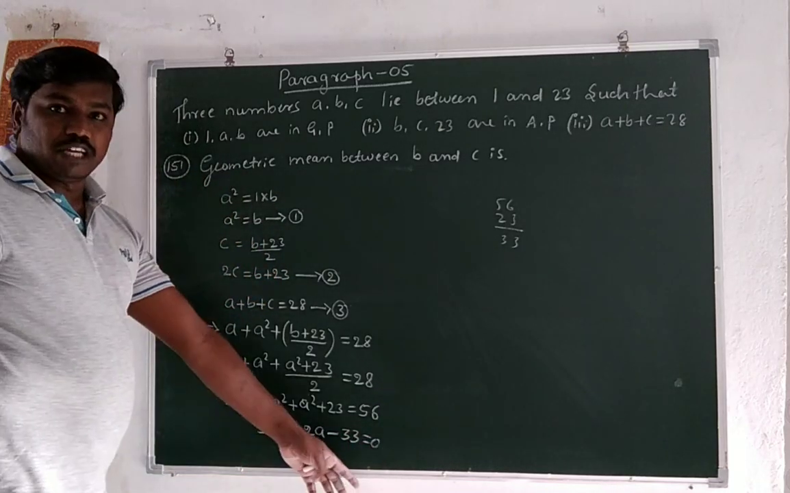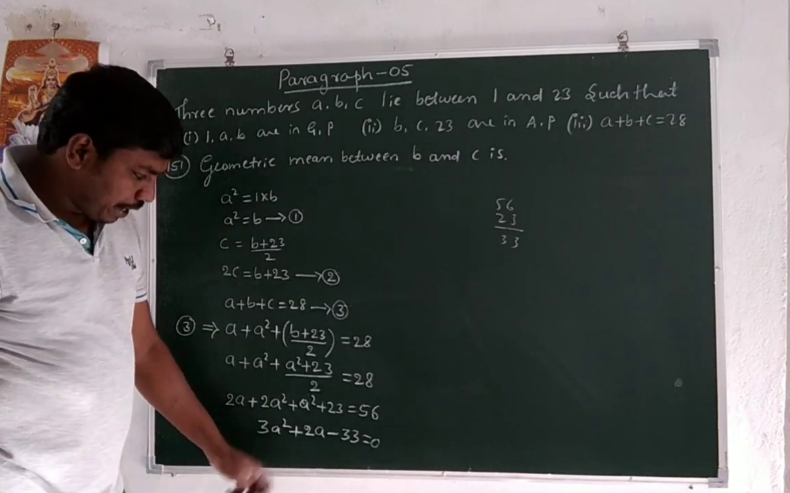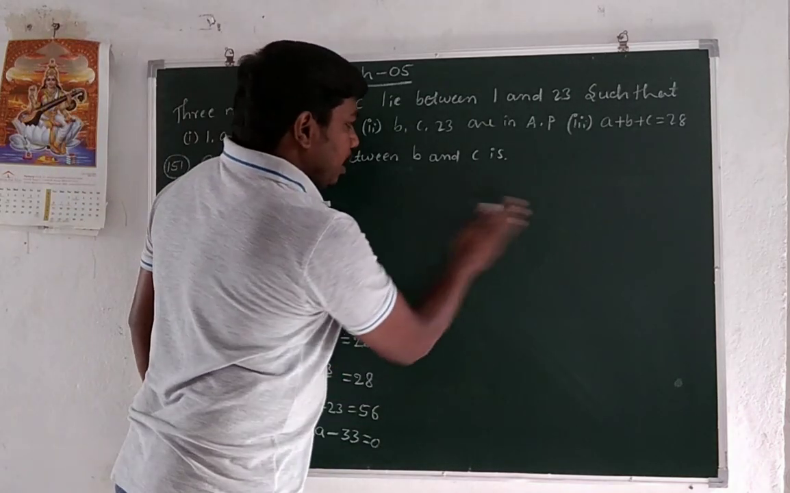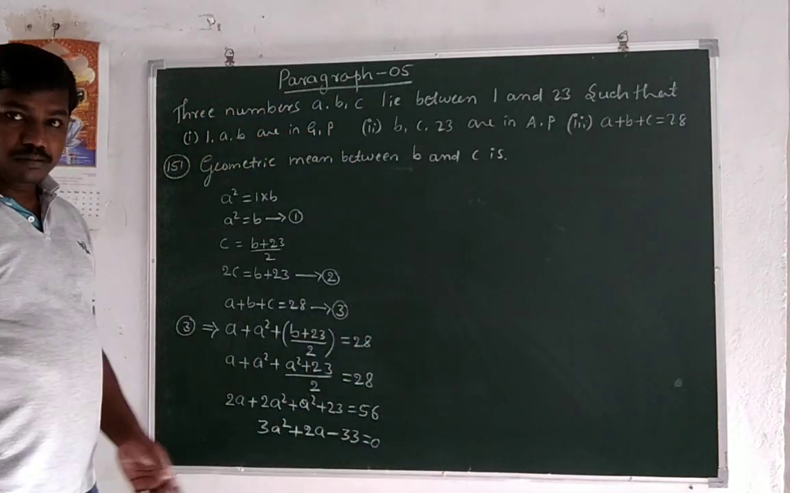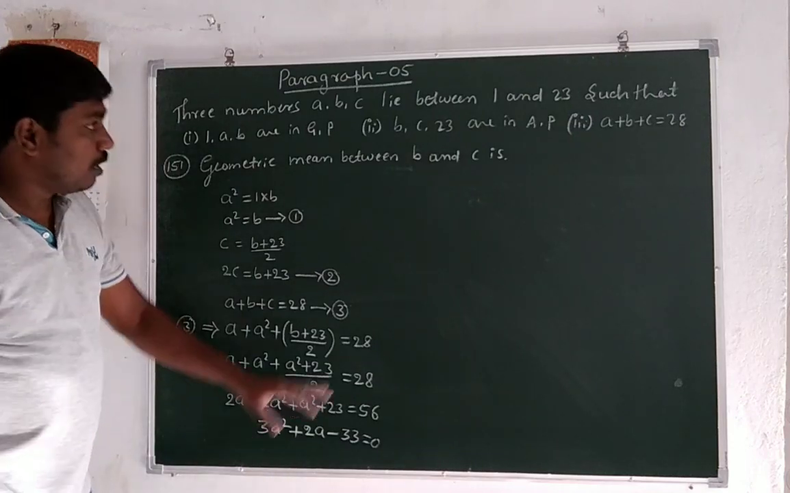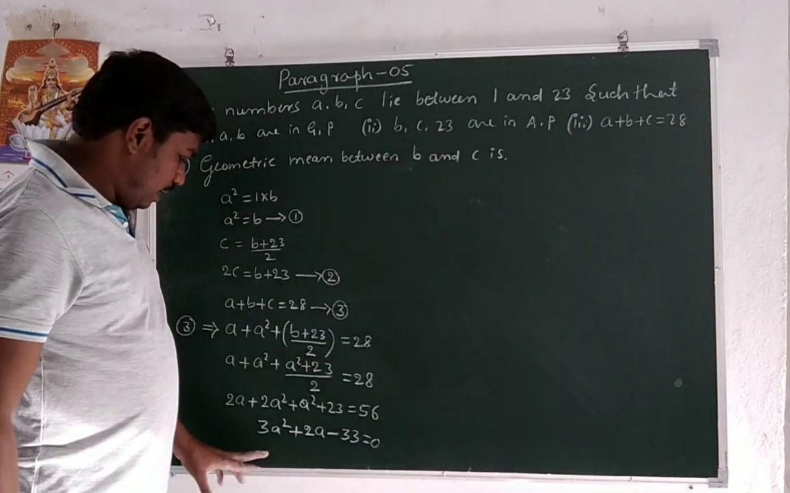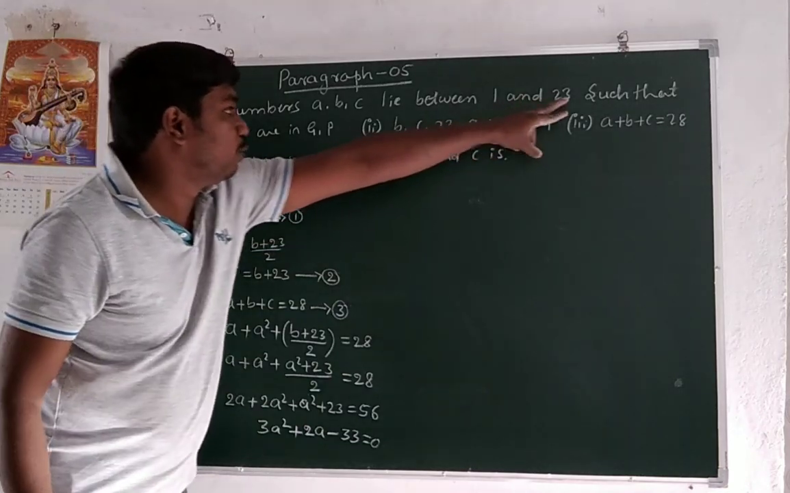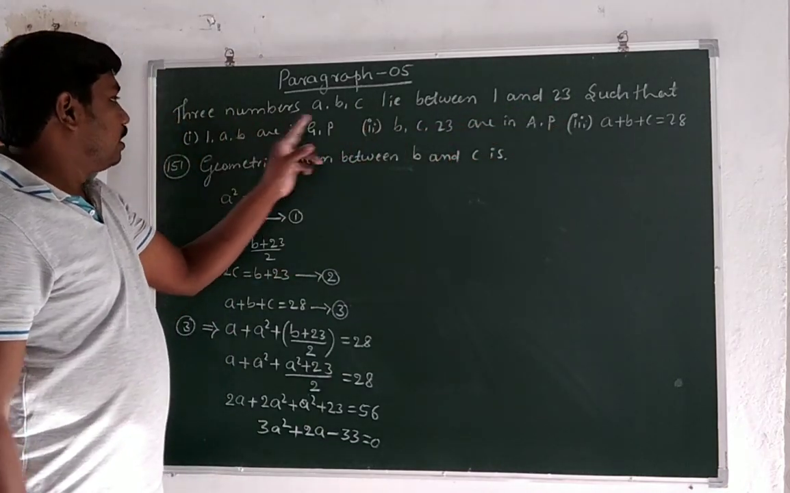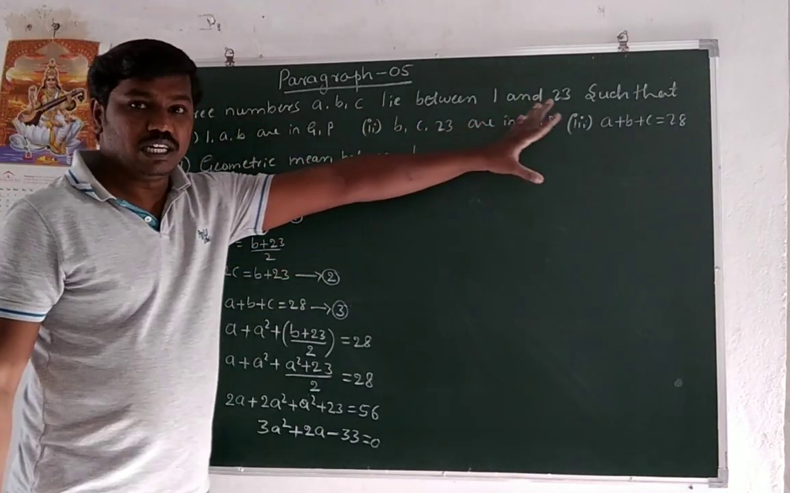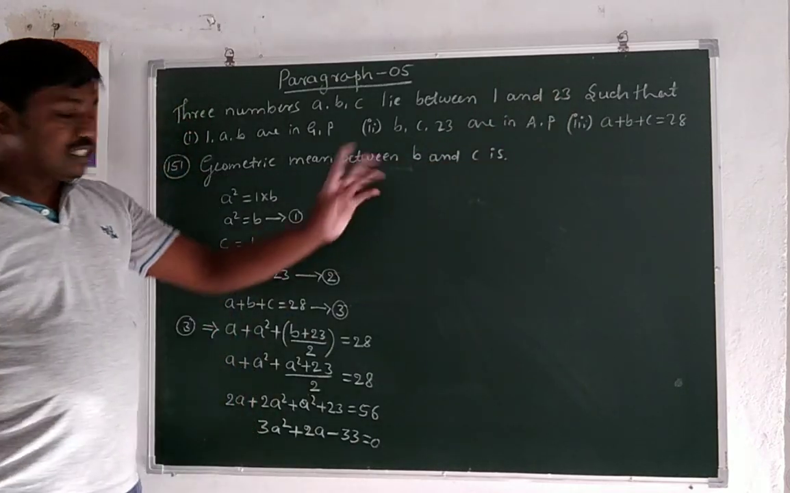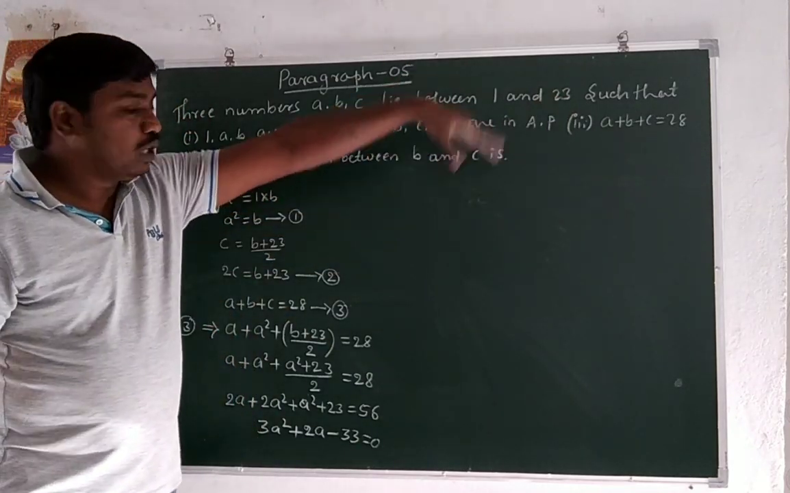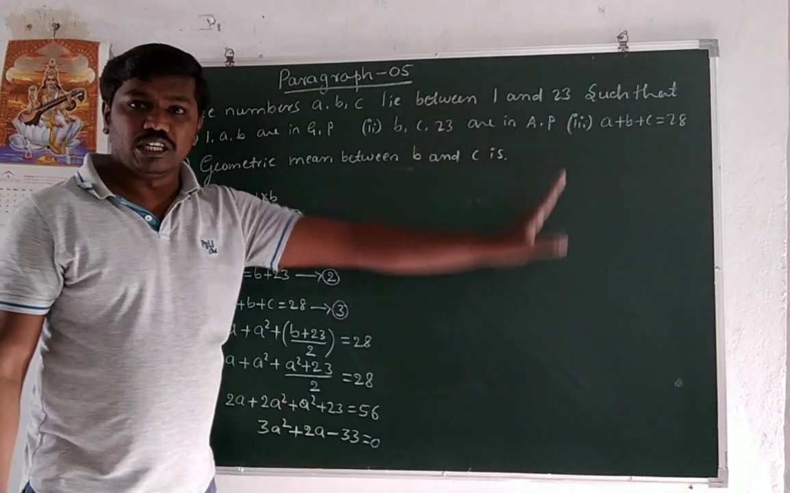This is a quadratic equation. What are the possible values of A? The value of A lies between 1 and 23 only, because the three numbers A, B, C lie between 1 and 23. It cannot be 1 and it cannot be 23; it must lie strictly between 1 and 23.